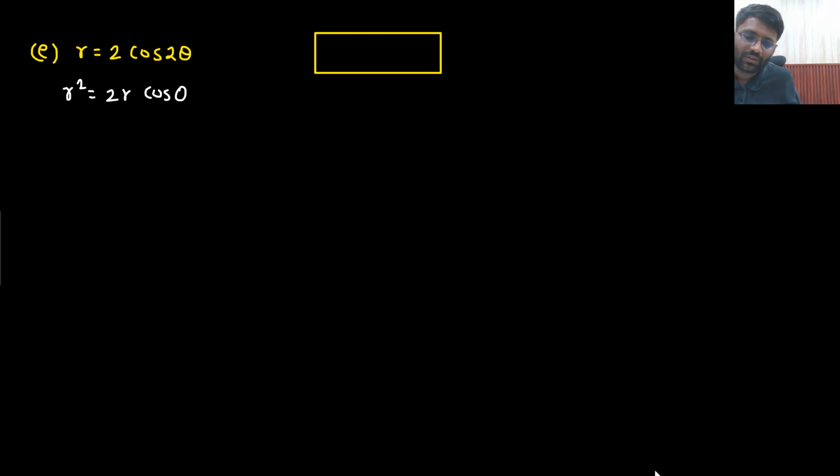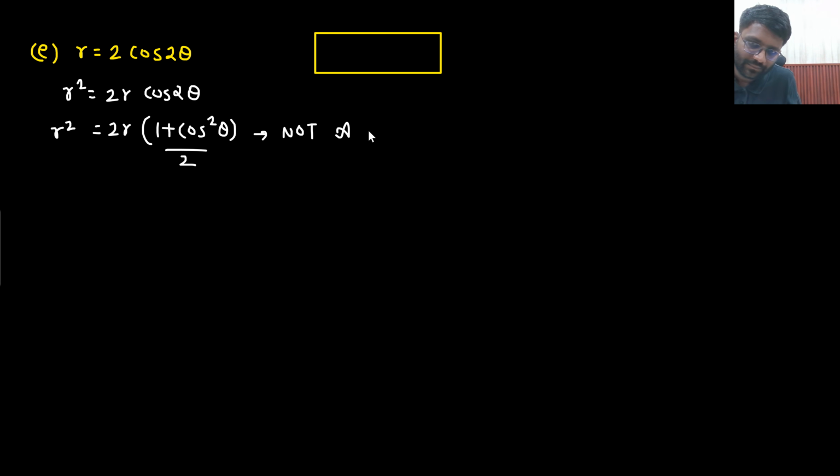Because why is that so? Someone would say, sir, I will write cos 2 theta as 2 cos square theta minus 1. You do anything, it will not be a circle. It is not a circle for sure. So what will it be? It will be something else that we need to draw. With respect to the value of theta, we need to put the value of r, and we will draw the structure here.